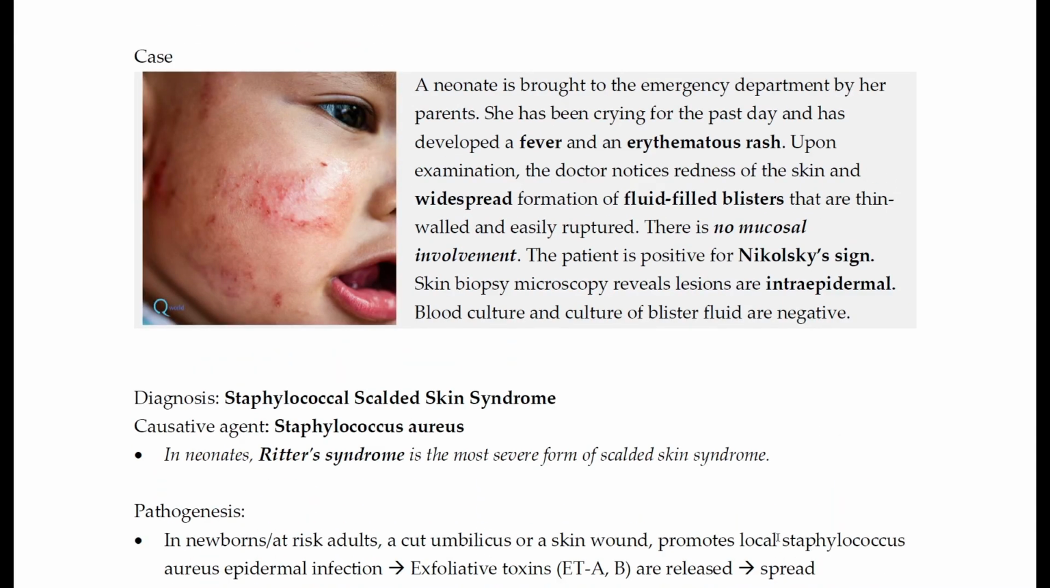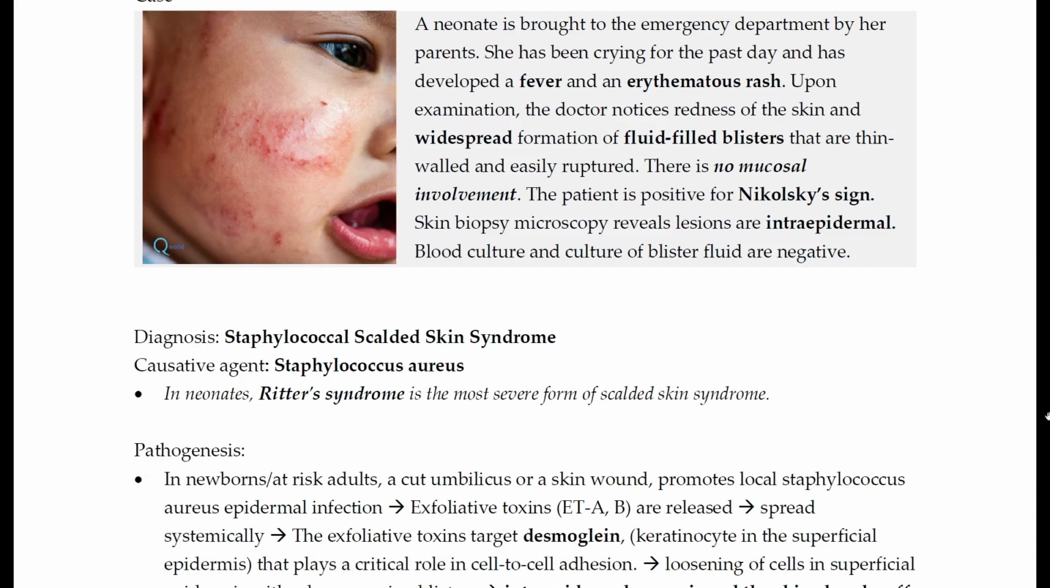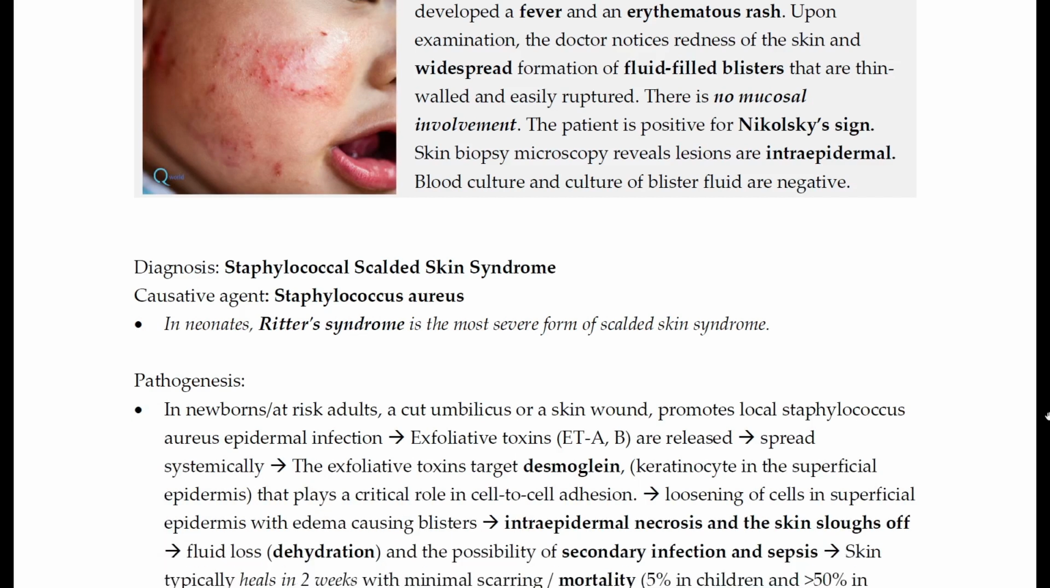So this condition is Staphylococcal scalded skin syndrome. In neonates, it is also known as Ritter's syndrome, which is the most severe form of it. It is caused by a gram-positive cocci known as Staphylococcus aureus. As we know, Staphylococcus aureus is a normal flora of skin. Now, let us understand its pathogenesis.